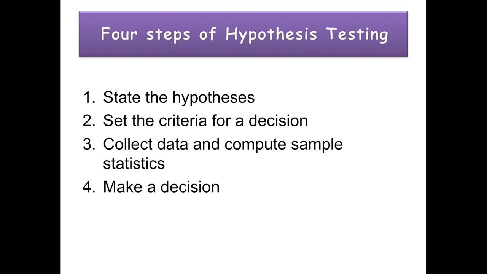We have four steps in hypothesis testing. Number one, state the hypothesis, and you do it in pairs: a null hypothesis and an alternative hypothesis. Number two, set the criteria for your decision. How high do you want to have that watermark? How high do you want your numbers to be to beat that null hypothesis? Number three, collect data and compute the sample statistic. Thinking back to previous chapters, computing the distribution of sample means, you're going to find that Z for that group. And number four, make a decision. Was your sample mean statistically significantly different from the null hypothesis?